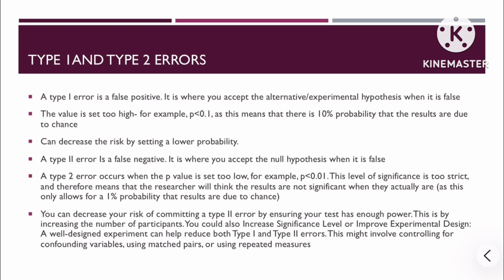This is done by increasing the number of participants. You can also increase the significance level or improve the experimental design. A well-designed experiment can reduce both type 1 and type 2 errors. This might involve controlling for confounding variables, using matched pairs, or using repeated measures.